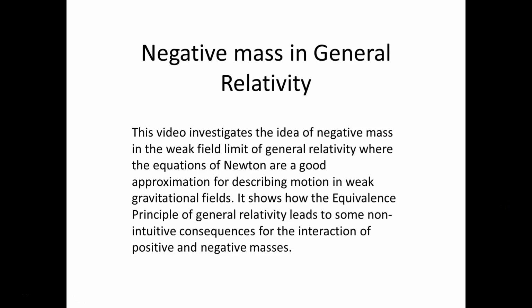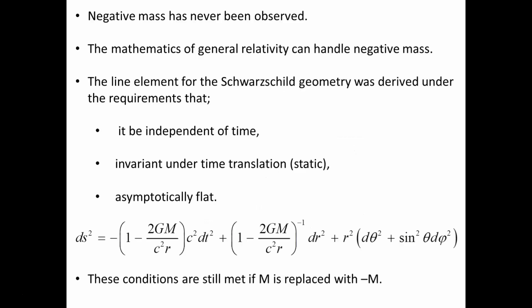This video investigates the idea of negative mass in the weak field limit of general relativity, where the equations of Newton are a good approximation for describing motion in weak gravitational fields. It shows how the equivalence principle of general relativity leads to some non-intuitive consequences for the interaction of positive and negative masses. Now, negative mass has never been observed, but if it did exist, what might happen?